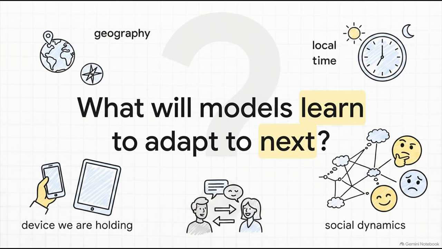So, I'll leave you with this provocative thought to end our explainer today. If the digital blueprints we use to build software already deeply understand our geography, our local time, and even the exact type of device we are holding in our hands, what incredibly complex human behaviors, subtle emotions, or social dynamics will they learn to adapt to next? The context-aware revolution is really just getting started.